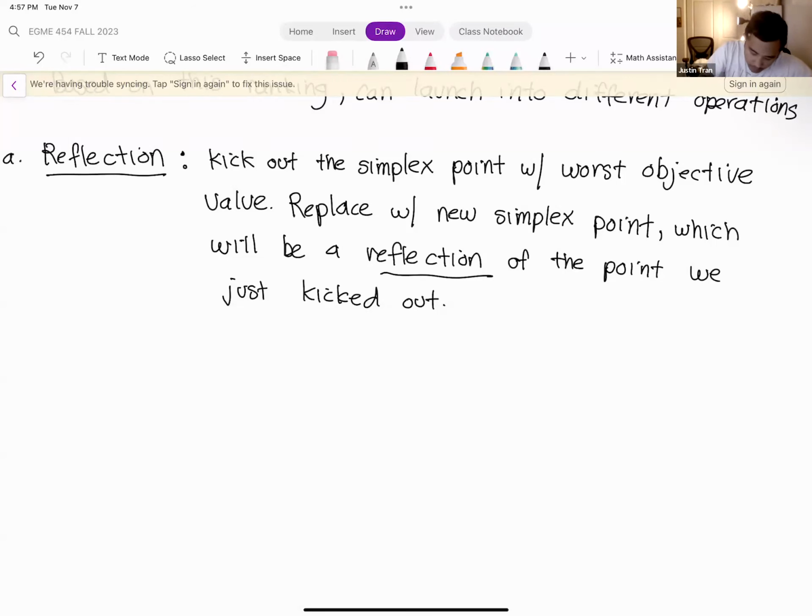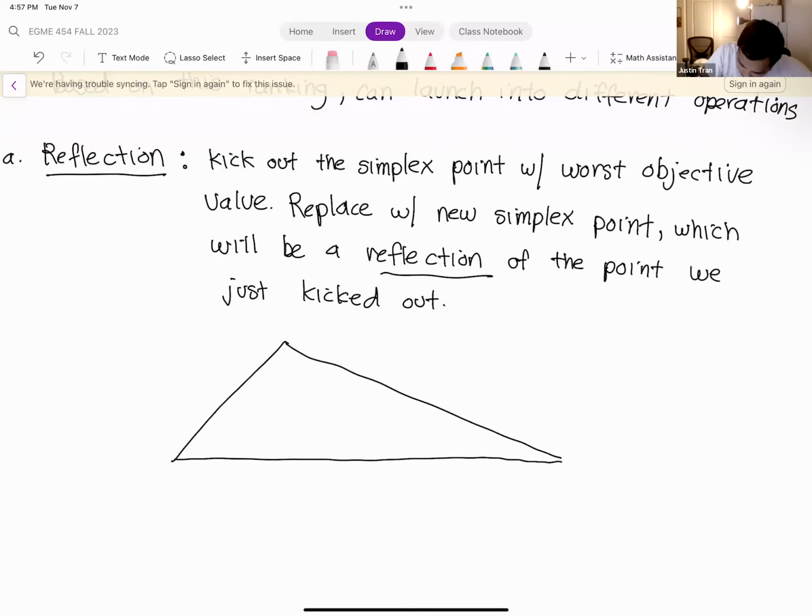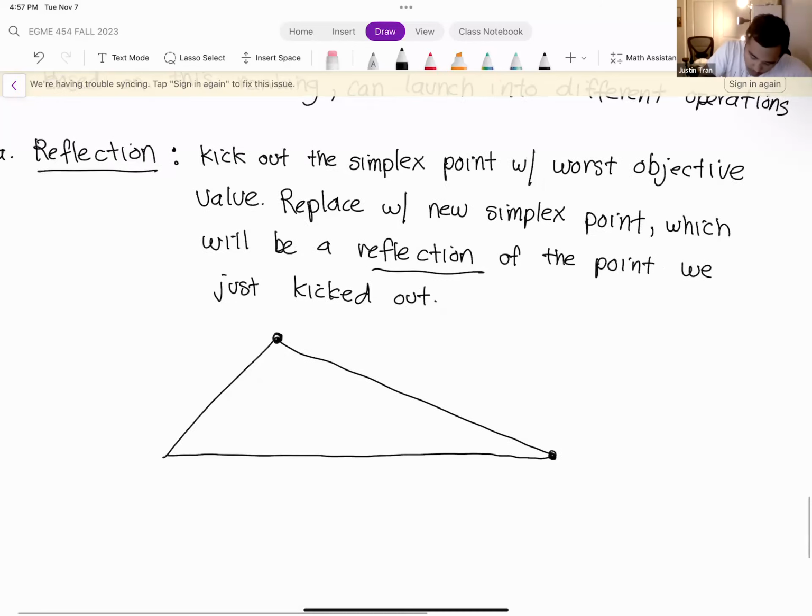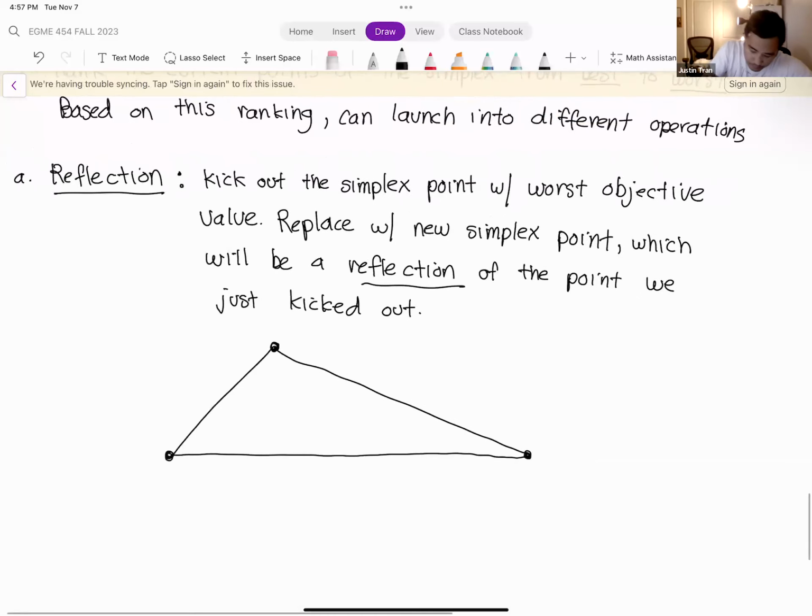Let me visualize this in 2D so you can see what this looks like. Let's say that we have a simplex that looks like the following. We have a 3-point simplex, in 2D. We'll call this point 1, which has a certain objective function value f1. Our second point on the right is going to have an objective value of f2, and our third point at the top is going to have an objective value of f3.